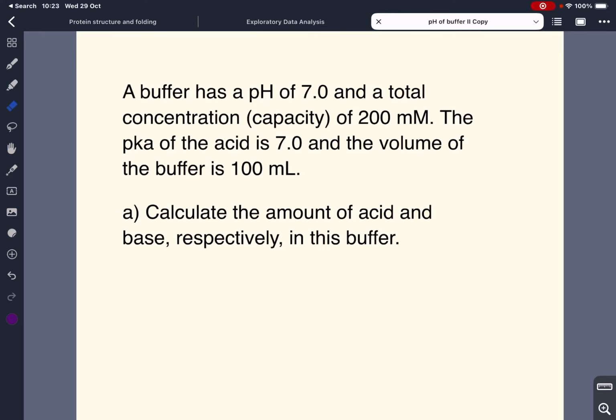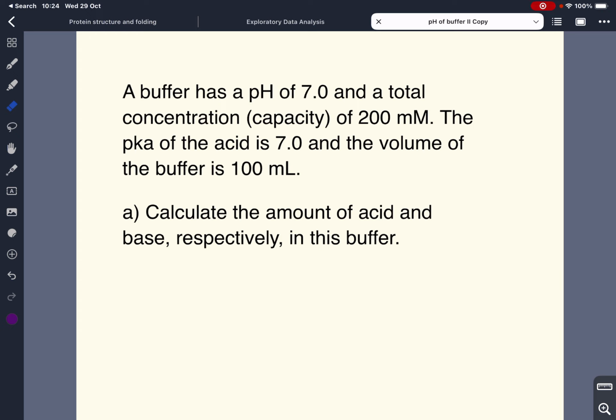Hello everybody. Let's do a bit of calculations with buffers and illustrate how a buffer actually works. So let's assume we have a buffer that has a pH of 7.0 and a total concentration or capacity of 200 millimolar. The pKa of the acid is 7.0 and the volume of the buffer is 100 milliliter.